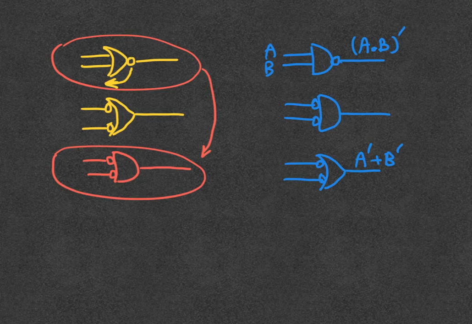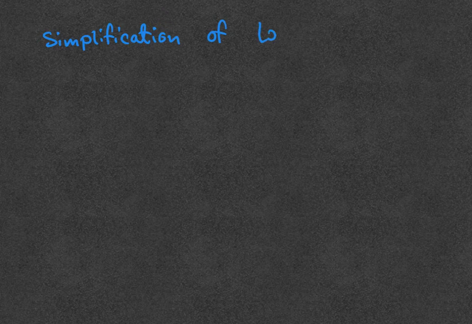This is just to memorize the two De Morgan's theorems. Push the bubble in and then change the shape of the gate. Let's have some examples and use De Morgan's law and the other theorems that I mentioned to simplify the logic function. Simplification of logic functions.